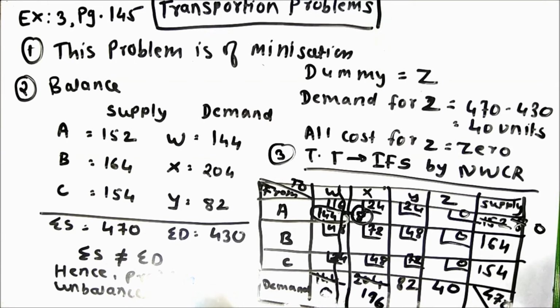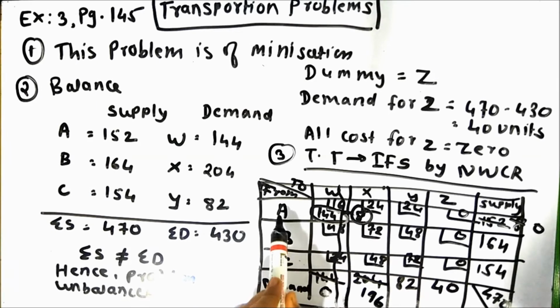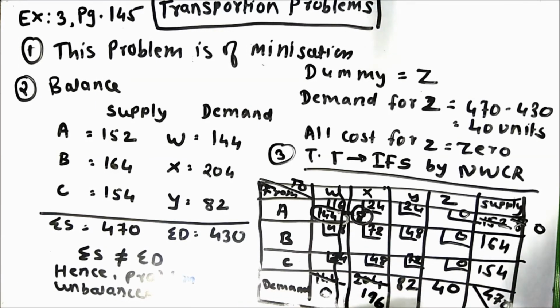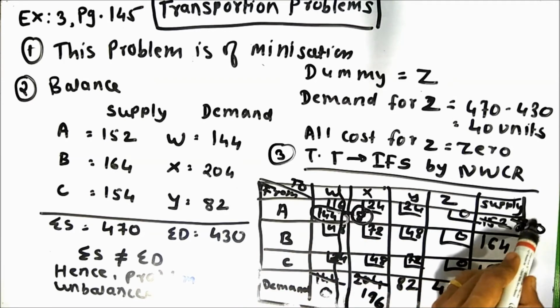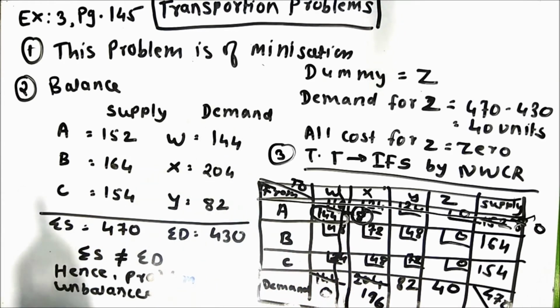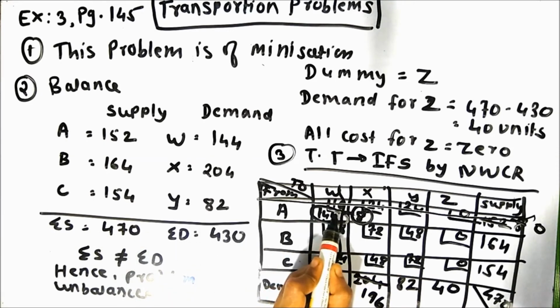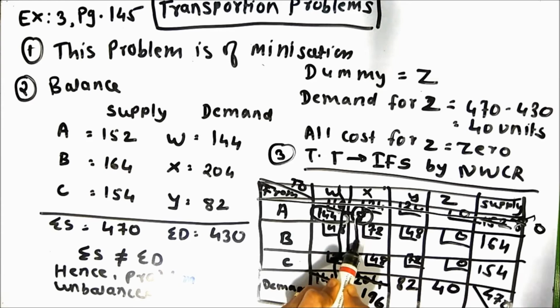Now in this case, the supply of A has become 0, so there is no need to give further allocation in A. So let me cancel A as well. So our A and W are cancelled. Let's do further. As we are following the staircase type, our left allocation is over, right allocation is over. Now we'll be coming down. Now the allocation will be in B and X, the cell BX.